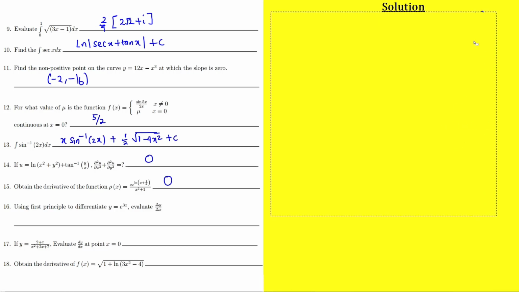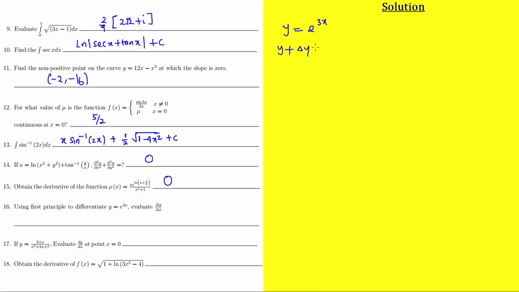In this question, they said that we should use first principle to differentiate e raised to power 3x. Here we are given y equals e raised to power 3x. We are asked to evaluate delta y over delta x. If you increase y, I'm going to have y plus delta y equals e raised to power 3 into x plus delta x, and you can write this as e raised to power 3x multiplied by e raised to power 3 delta x.